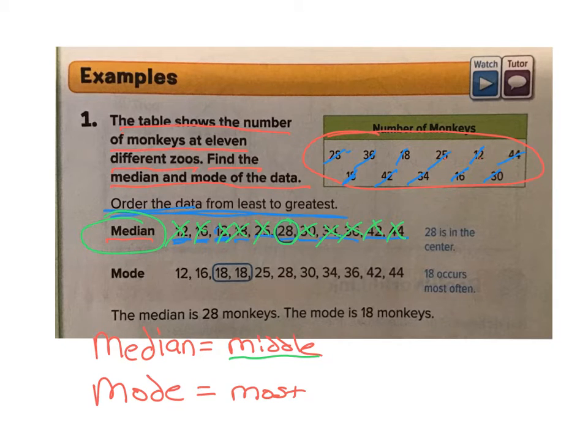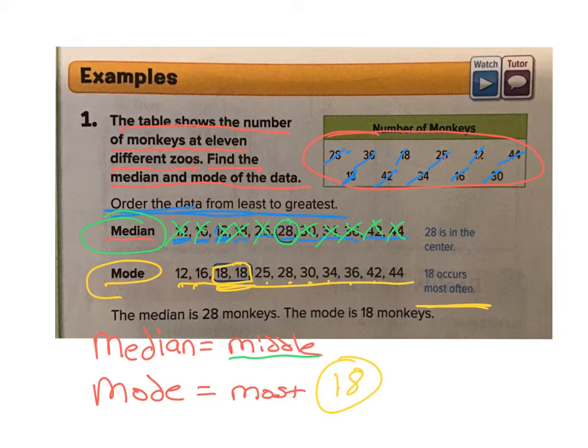Now mode, I would do the same thing. I would put them in least to greatest, and then you want to see which number occurs the most. Now, there's only two 18s. No other number has a repeated one, so 18 is the most common, or the mode. All right. So that would be how you find the median and the mode. Let's do some examples, and then I'll have you go on your own.